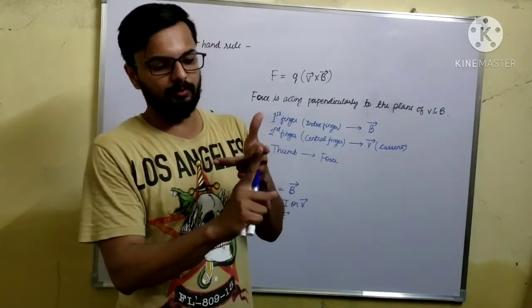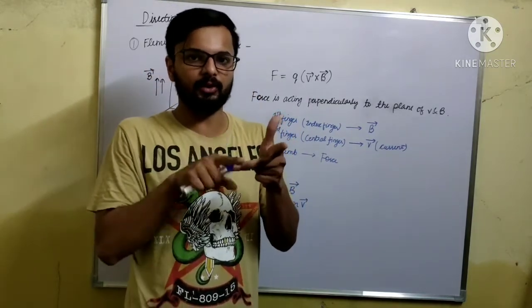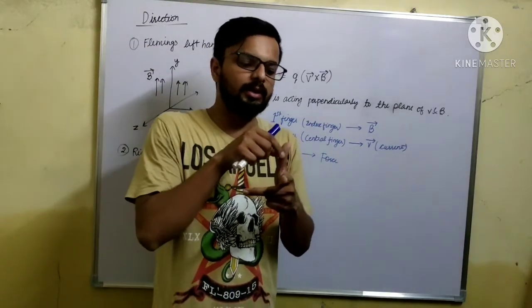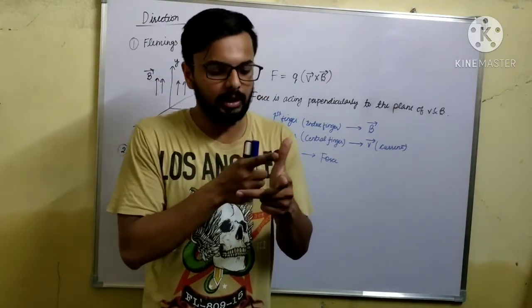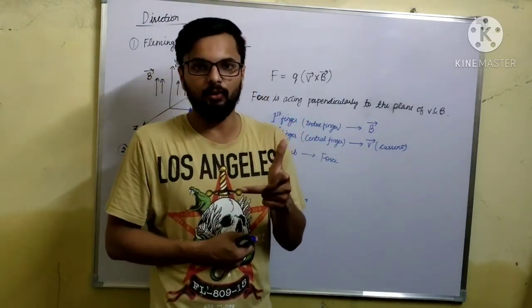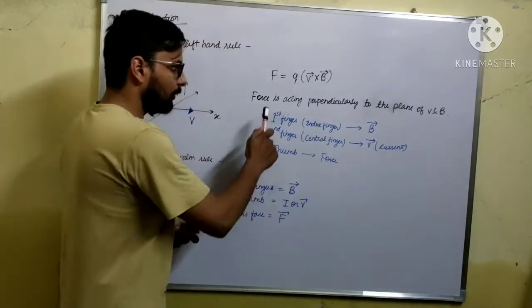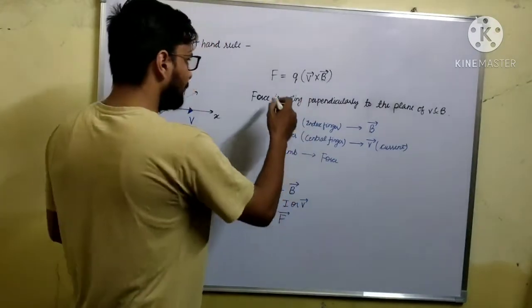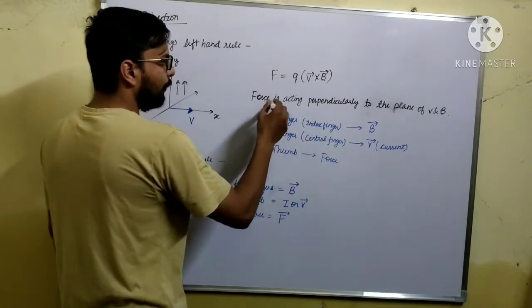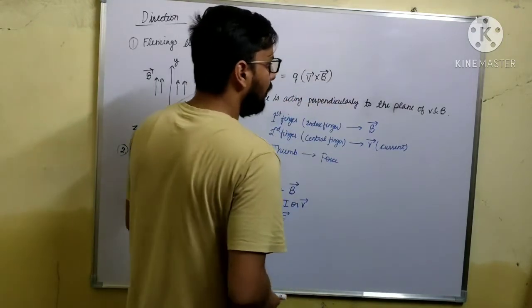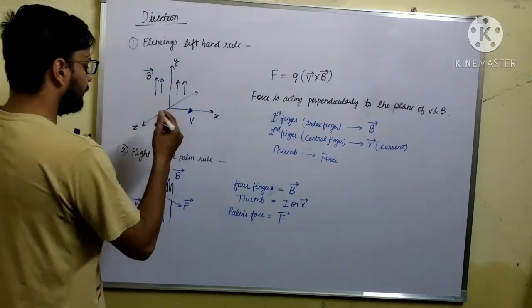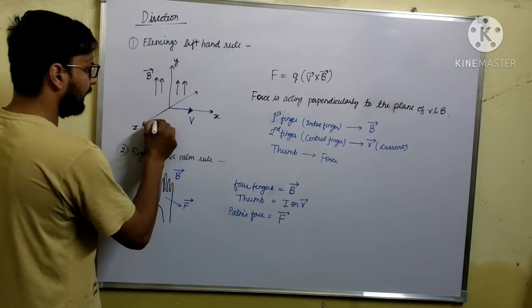If this is the direction of magnetic field and this is the direction of current, then force will act in the perpendicular direction, which is given by this thumb. So the direction in which the thumb points will give the direction of force. Okay, so that is what I have written here. From the formula F is equal to Q into V cross B, the force will act perpendicular to the plane of magnetic field and velocity, meaning the force will act along the z axis.